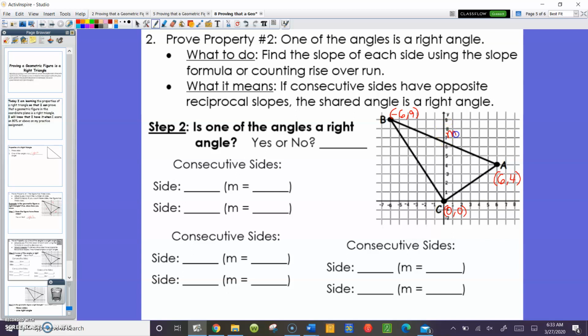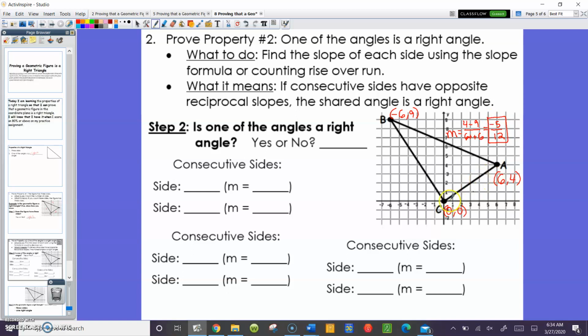Okay, so I'm going to find the slope of this side first. The change in y, so that'll be 4 minus 9, over the change in x, 6 minus -6. Two negatives make a positive. 4 minus 9 is -5, and 6 plus 6 is 12. So the slope is -5 over 12.